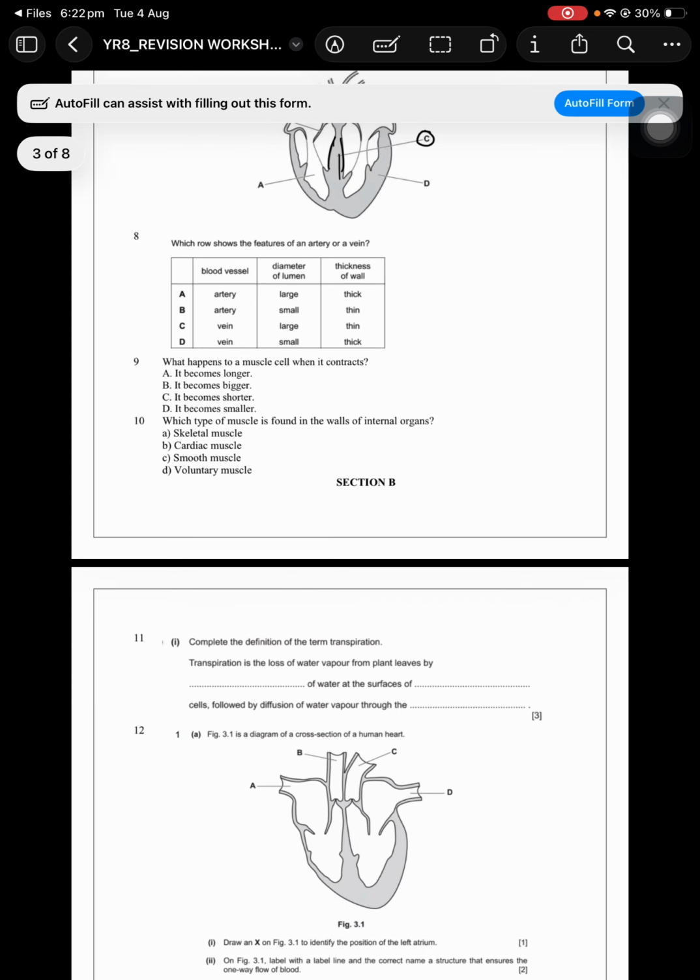Which row shows the features of an artery or a vein? So we know the artery has a small lumen and thick walls, while the vein has a large lumen and thin walls, because the lumen is big when the walls are thin, but the artery's lumen is small because the walls are thick. So these two can be crossed out, because here it says the lumen of an artery is large. Here it says artery has a small lumen, so this is also crossed out, and here the vein has a large lumen and thin wall, which is correct. So the answer is C.